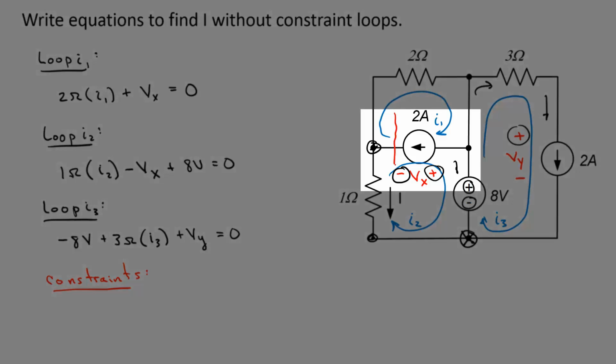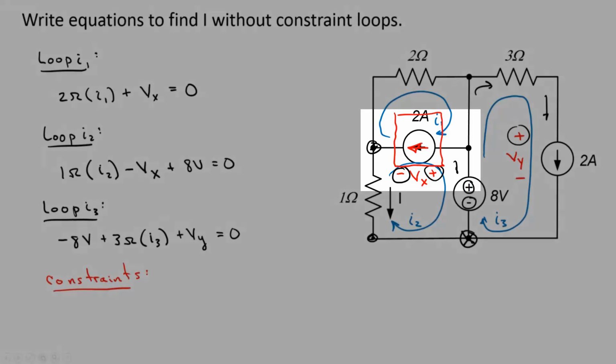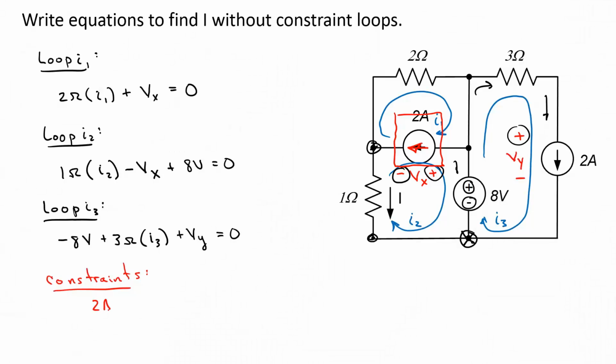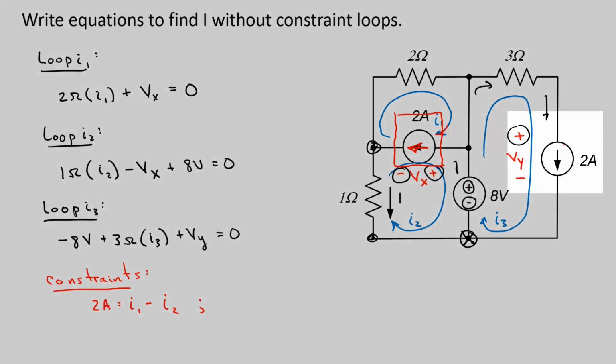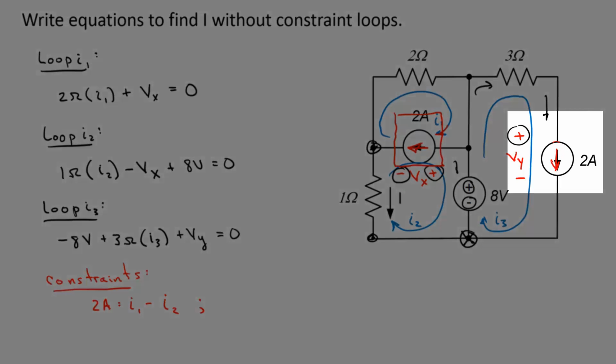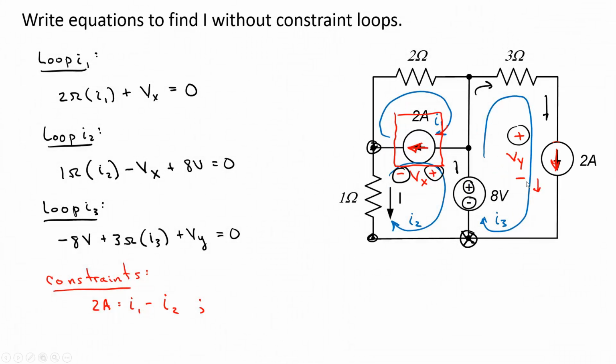From this 2 amp source up here, there's 2 amps going from right to left through this source. So 2 amps is going to be the sum of the mesh currents, which is I1 minus I2. The other current source has a 2 amp current going from top to bottom. That's in the same direction as I3, so I3 has to be equal to 2 amps. That gives me 5 equations in 5 unknowns that I can solve for the mesh currents.